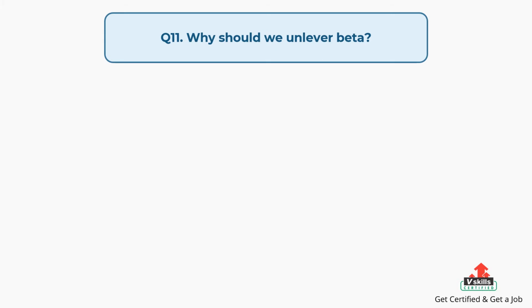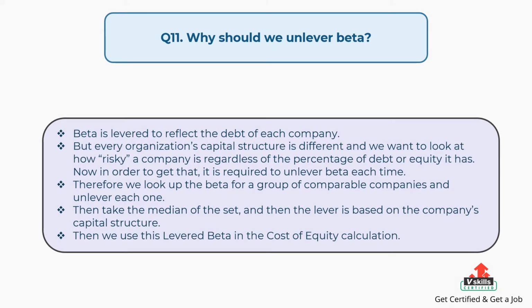Question number 11. Why should we unlever beta? The answer is, beta is levered to reflect the debt of each company. But every organization's capital structure is different, and we want to look at how risky a company is regardless of the percentage of debt or equity it has.